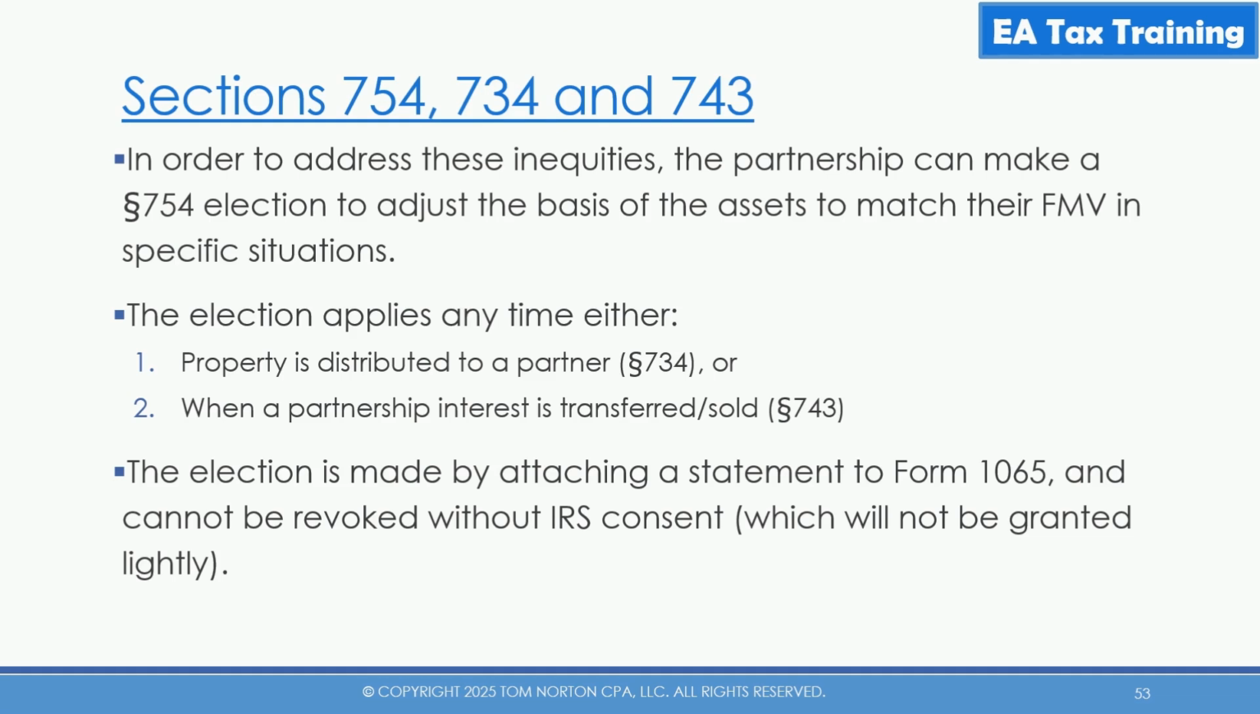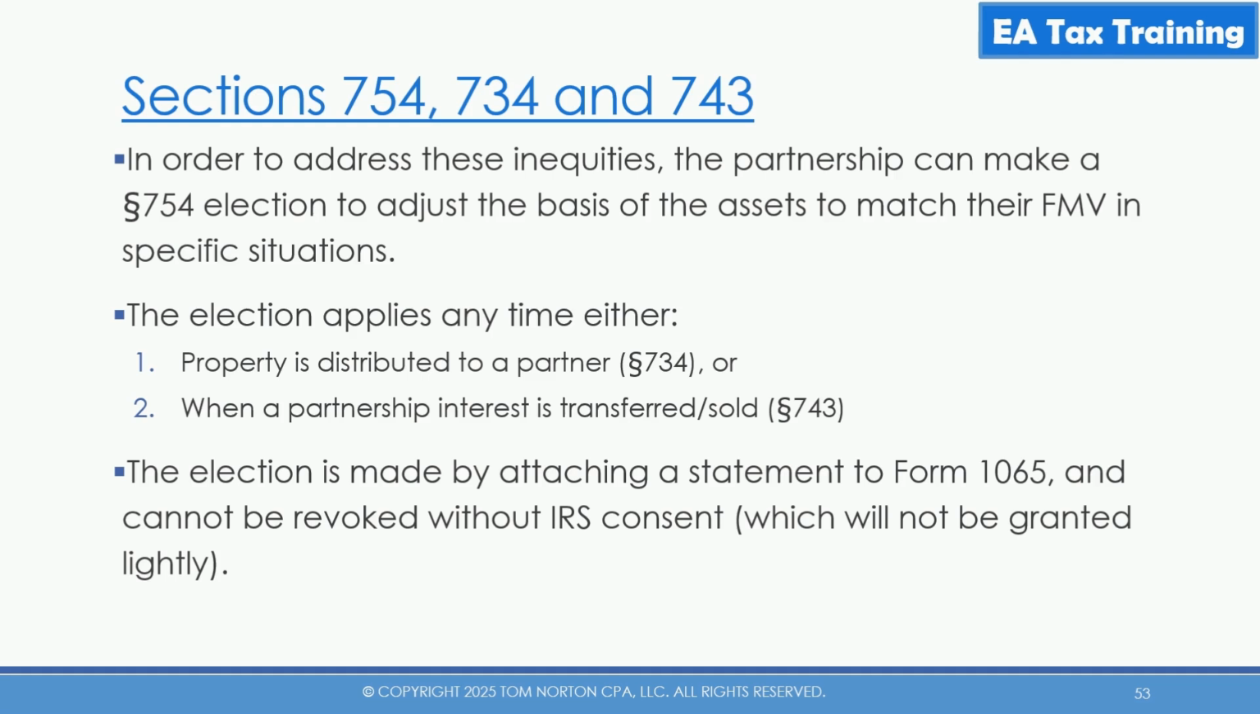These adjustments of basis normally do not apply unless you make the Section 754 election. So Section 734 and Section 743 do not apply, except with an exception that we'll talk about, but they normally do not apply unless you elect to have them apply under Section 754. Now, you may be asking, why would you not make this election? There's clearly a tax inequity here. Why would you not want to do this?